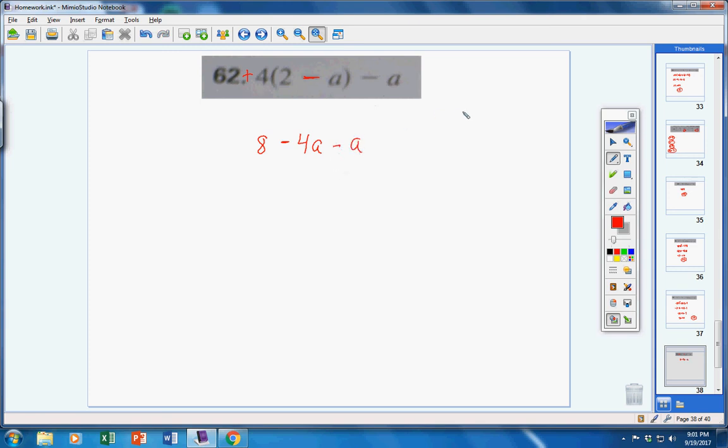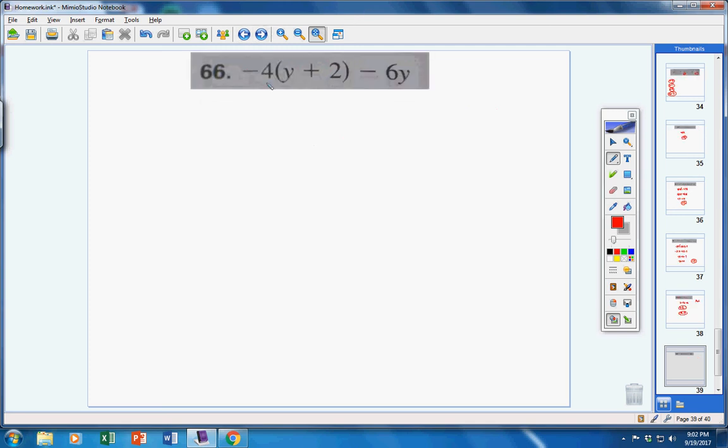Now, we are not finished because I see two like terms. I see an a term and an a term. So, bring down your 8, negative, then here's your a terms. So go ahead and put a, negative 4, negative 1, you owe 4, you owe 1 more, so negative 5. And there's your answer. You can also put, if you wanted to, negative 5a, positive 8. Alright? Okay, next, number 66.